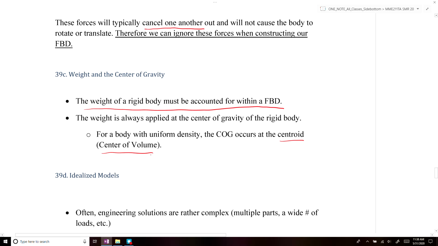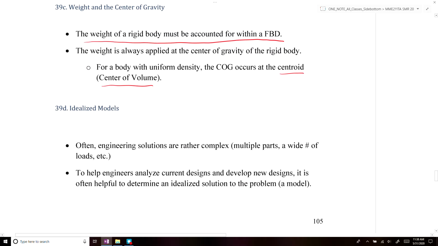All right, and then one of the things we're going to talk about is idealized models. A lot of times, if you look at an engineering component, they're rather complex. They have multiple parts and a lot of loads being applied to them. So oftentimes when you're analyzing a design, you want to simplify it to some idealized solution to the problem. You're going to create a model of the problem, analyze that model, and then see whether or not you can identify any flaws in the current design so you can modify or improve upon it.